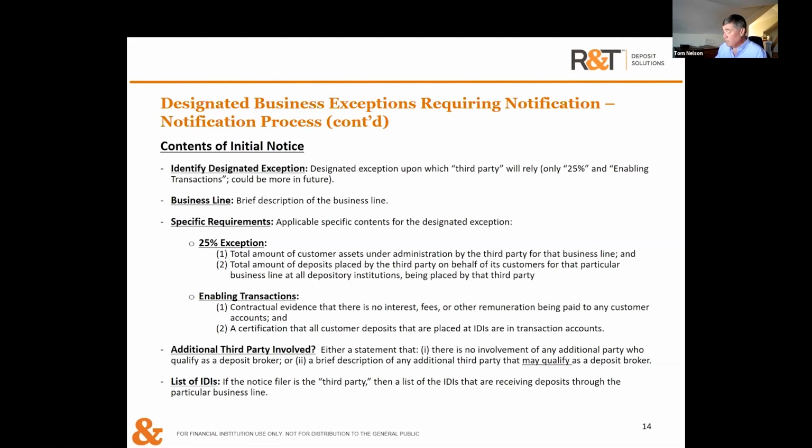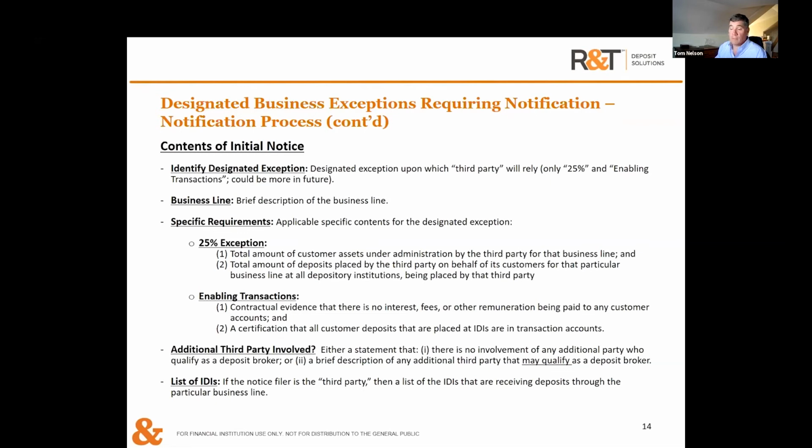They're going to also have to tell the FDIC if there's a third party involved. So again, in the case of a broker-dealer sweep or a trust company sweep program, if somebody like R&T is providing services, they're going to have to tell the FDIC that, A, we're involved, that there's nobody else other than us involved, and a description of what we're doing.